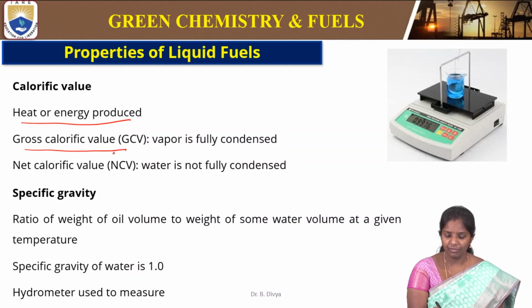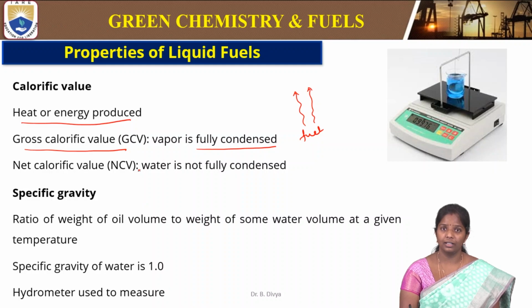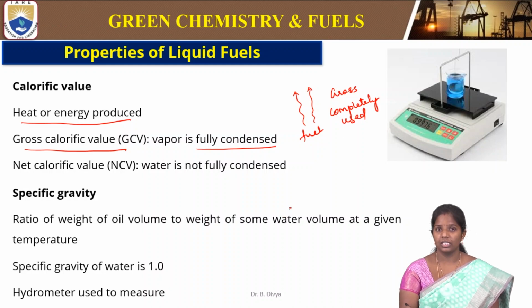Then gross calorific value: the vapor is fully condensed. It means the vapors coming out from the fuel are completely condensed, so that it gives the gross calorific value. It means completely utilized or used. So that is nothing but gross. The complete value of that particular fuel is given by the gross calorific value.